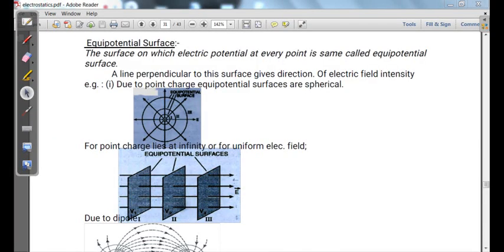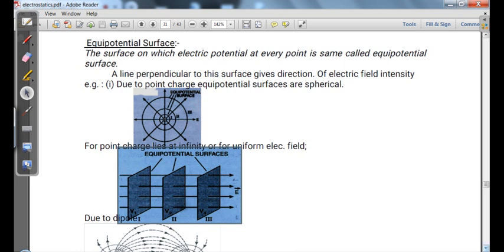Now you can see the definition again: the surface on which the electric potential at every point is the same is called an equipotential surface. Now a line perpendicular to the surface gives the direction of the electric field intensity. Now this is the diagram of potential due to a point charge. We have discussed in detail, these are the equipotential surfaces because of the point charge, and this diagram is the equipotential surface for the uniform electric field.